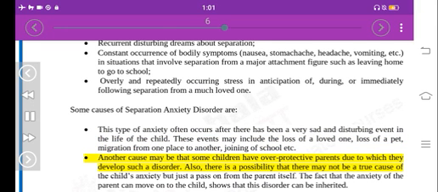Another cause may be that some children have overprotective parents, due to which they develop such a disorder. Also, there is a possibility that there may not be a true cause of the child's anxiety but just a pass on from the parent itself. The fact that the anxiety of the parent can move on to the child shows that this disorder can be inherited.